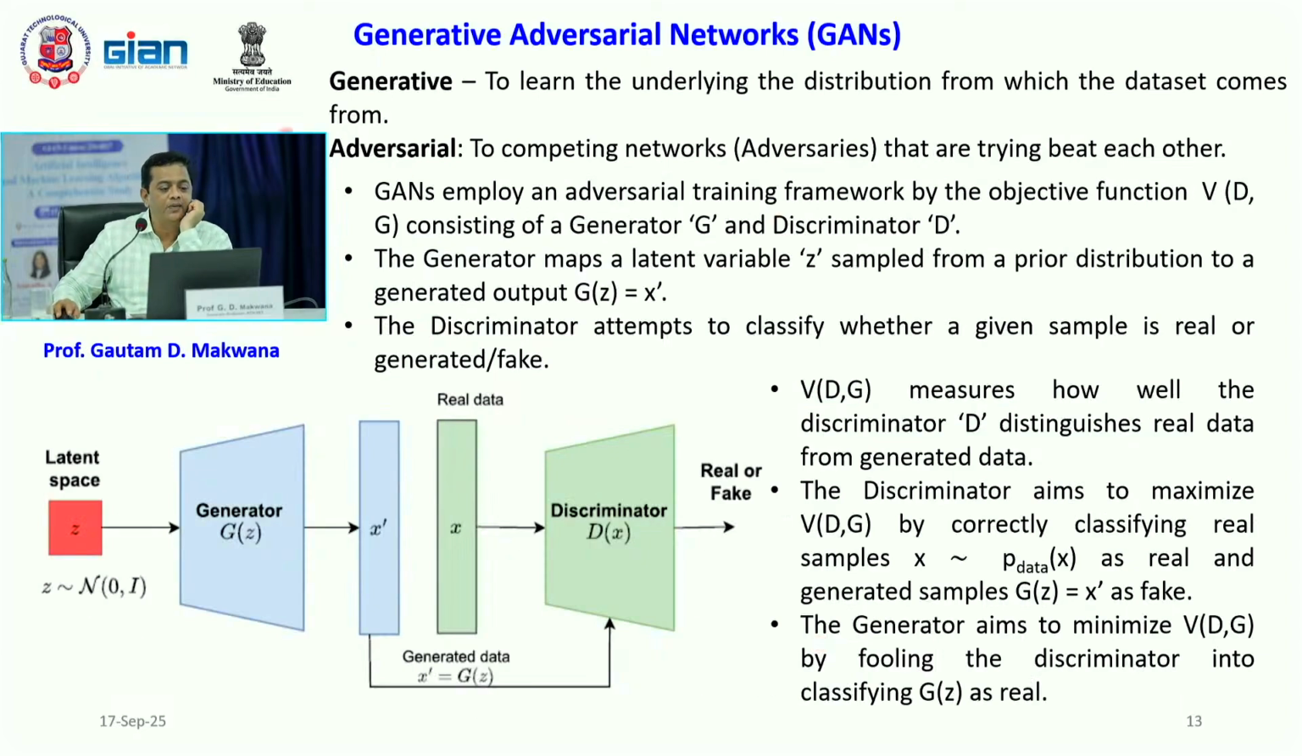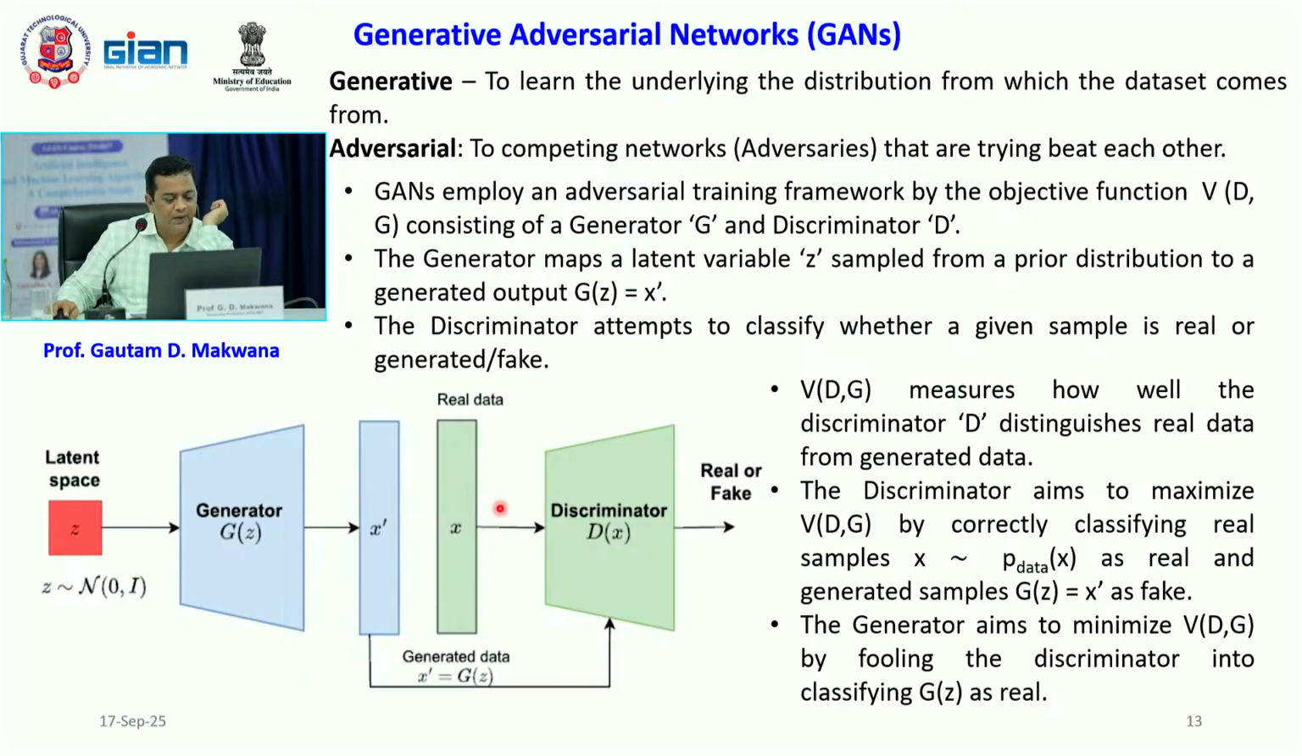Now another model is the generative adversarial networks. Here, with the help of the original input, a dummy output is produced, and both are compared. The generative part is a generator that learns the underlying distribution from which the datasets come, and the adversarial part is the network that competes, the reverse. They are trying to beat each other.